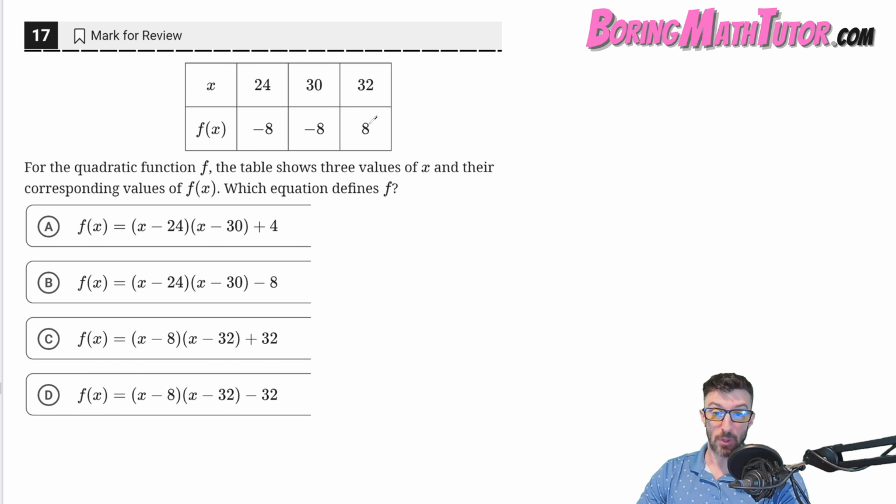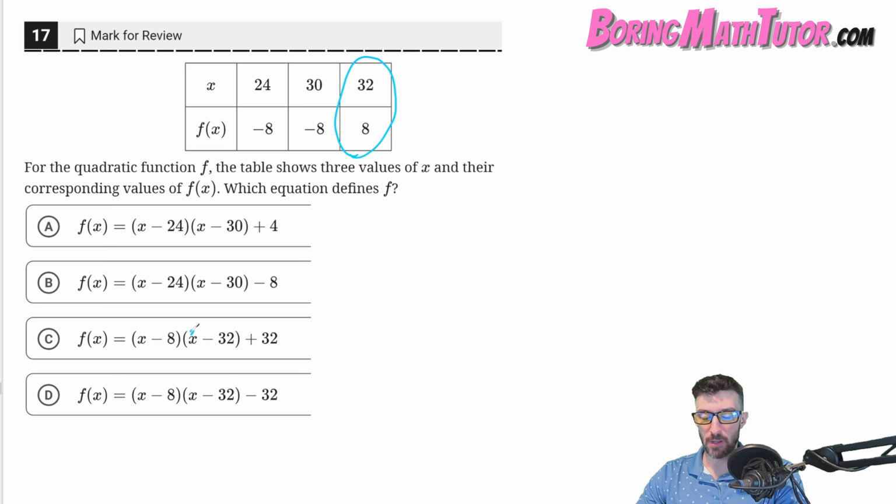17 wants you to match up the 3 points that they gave you with the correct equation. Now, the easiest way to do this one is by making sure that when you plug in any of your points, let's say 32, 8, you end up getting it to work on the equation. But if I look at C and D, I see that 32 is showing up in each of those.